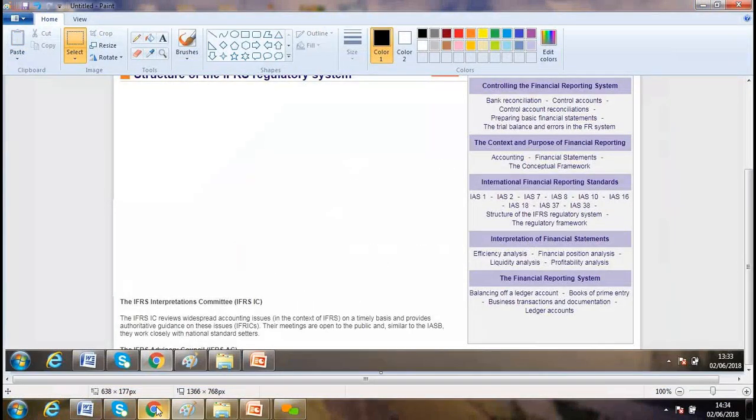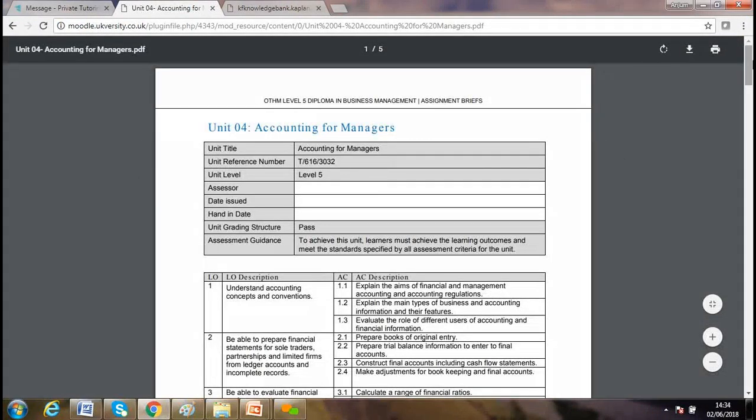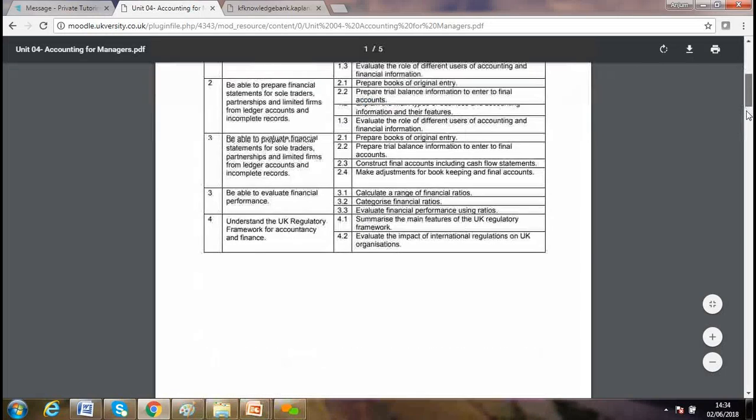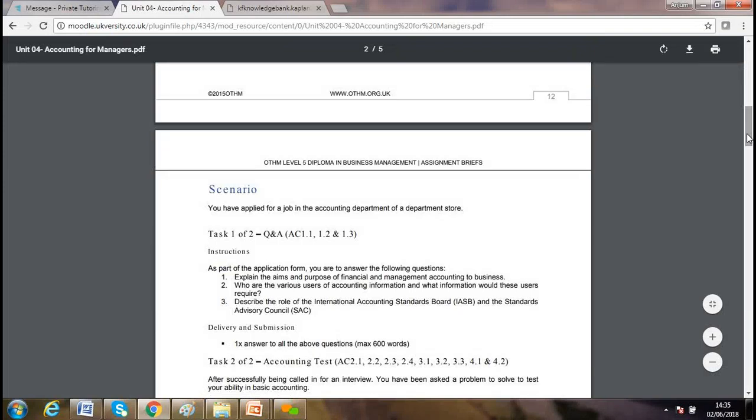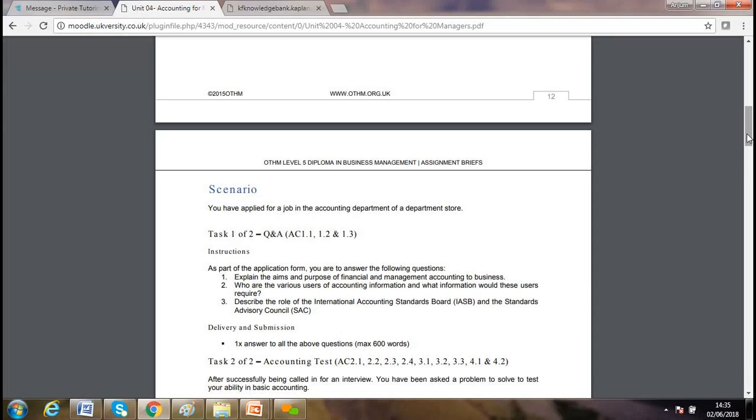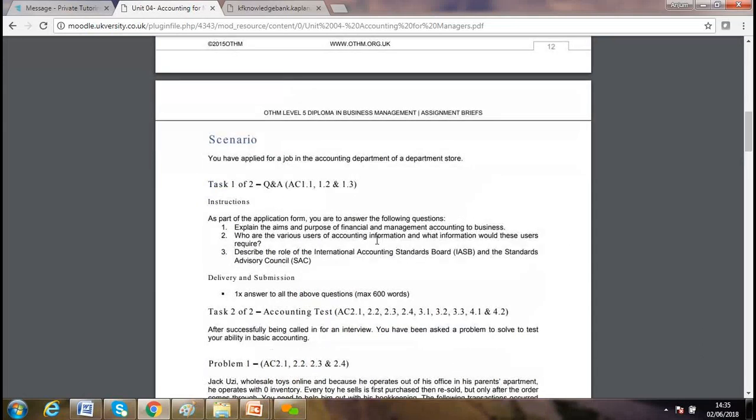So let's prepare our assignment now. Now we have basic knowledge. This is the contents of the assignment brief, we can say. Scenario: you have applied for a job in the accounting department of a store, and you need to attain the aims and purpose of financial and management accounting. Yes? Can you write it? Yes, but sir, my problem is... You have a problem. Task 2. Is it good? You okay? You can do it. Yes, Task 1 is okay. Right. Task 2, okay, no problem. I'll go through Task 2.